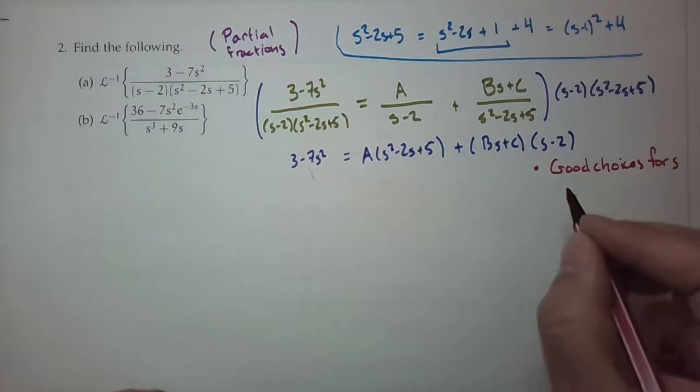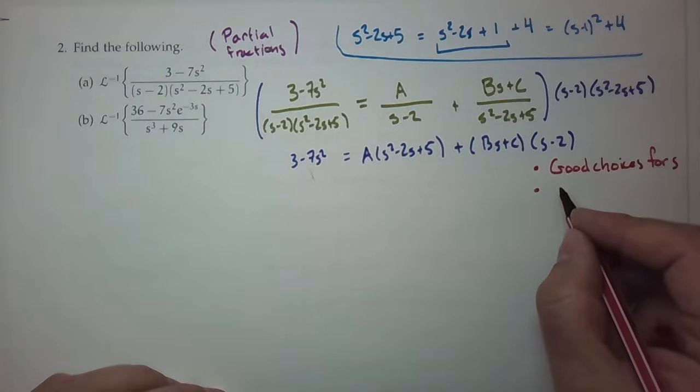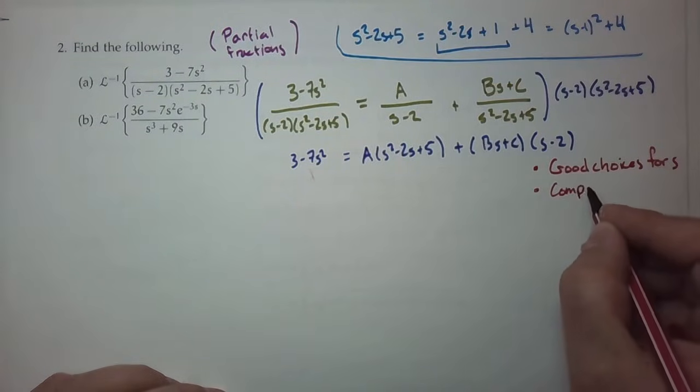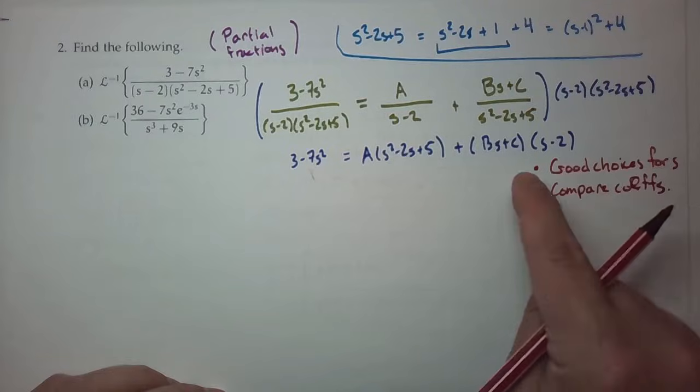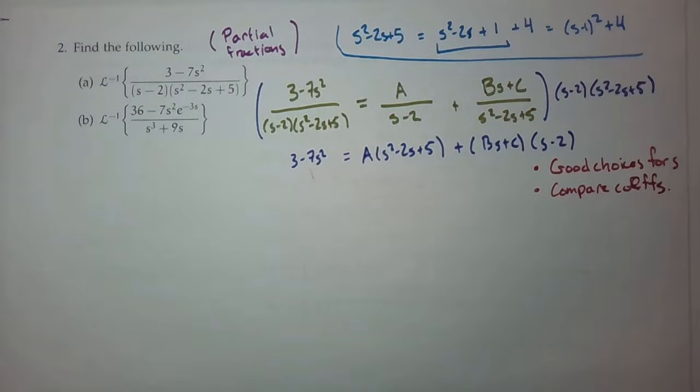The other one is you compare coefficients. So I would recommend make as many good choices as you can. When you run out of obvious good choices, start comparing coefficients. Is there a good choice for us to make here?